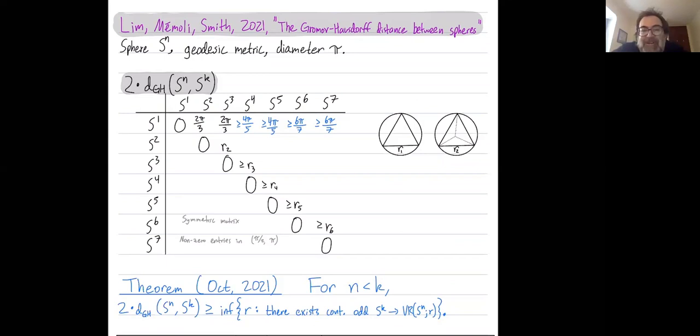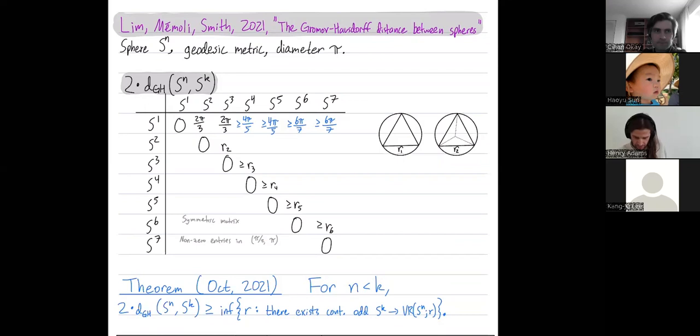What is a Gromov-Hausdorff distance? Could you briefly say? Yeah, definitely.